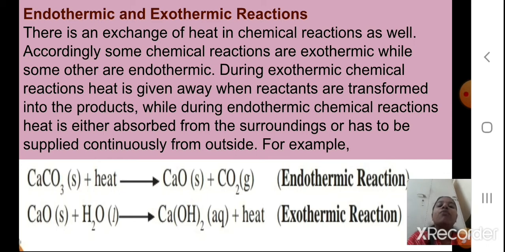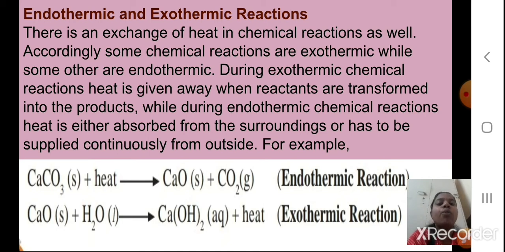Okay, students. For example, you see the example, calcium carbonate plus heat gives you formation of calcium oxide plus CO2 gas. So this is an endothermic reaction, as we have to heat calcium carbonate, then only you get the formation of the two products. Next one, if you see, calcium oxide plus water gives you formation of Ca(OH)2 plus heat is given out. Plus heat is written in the product. That means heat is given out in this reaction and hence it is an exothermic reaction.